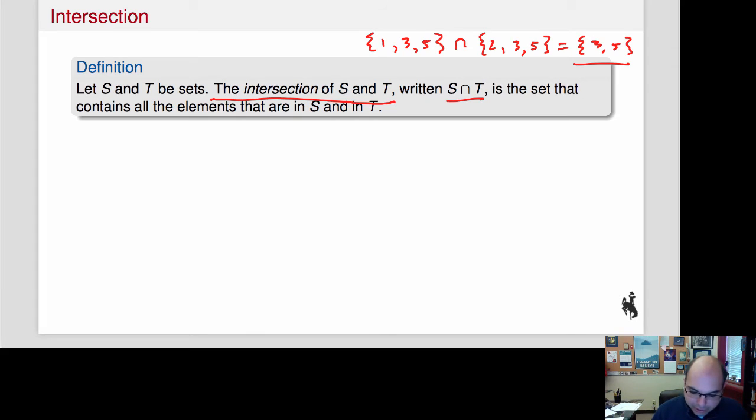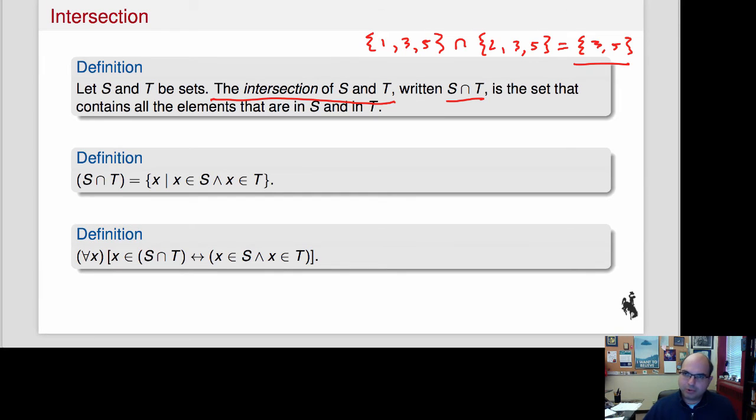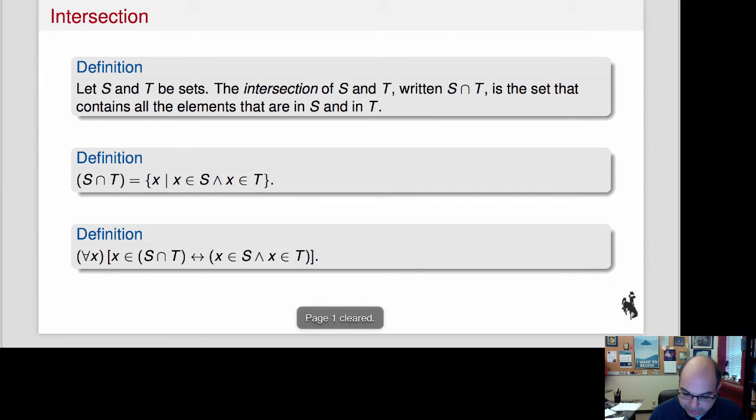Okay. As before, I also want to be able to say this in a more formal language. So here is a direct definition. The set S intersect T is actually equal to the set of all X such that X belongs to S and X belongs to T. That's how we capture that notion of both sets. And as before, we also have a more indirect way of saying that, and it's basically opening up the equality definition. So for all possible elements X belongs to the intersection if and only if X belongs to S and X belongs to T. So again, those are two different ways that we have at our disposal to be able to do some proofs. Okay, all right. So what other kind of operations can we do on sets?